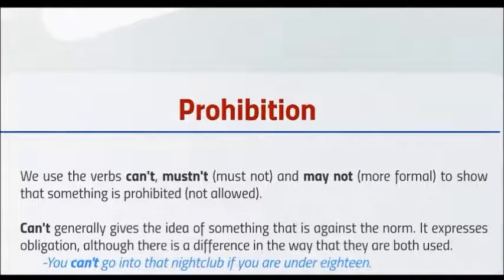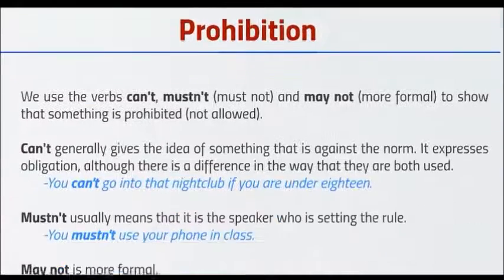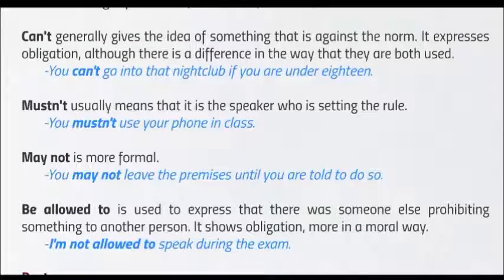Prohibition. We use the verbs can't, mustn't, must not, and may not, more formal, to show that something is prohibited, not allowed. Can't generally gives the idea of something that is against the norm. You can't go into that nightclub if you are under 18. Mustn't usually means that it is the speaker who is setting the rule. You mustn't use your phone in class.